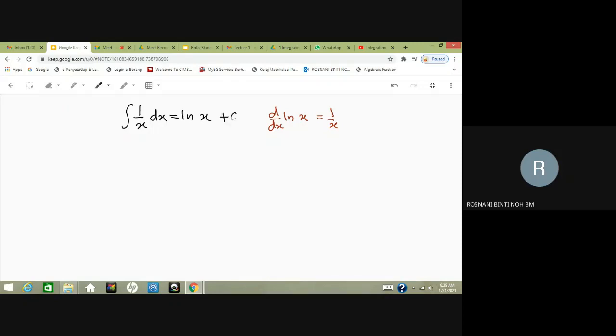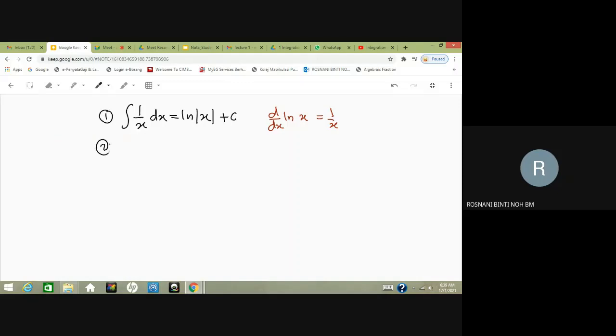plus c. So we need to put modulus here to make sure your x is always positive, because log only works for a positive value here. So when you differentiate ln x, the answer is 1 over x, so when you integrate 1 over x, definitely your answer is ln x. That's all. So this is the first one.